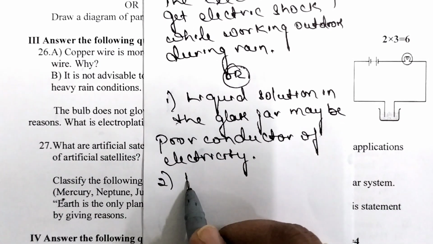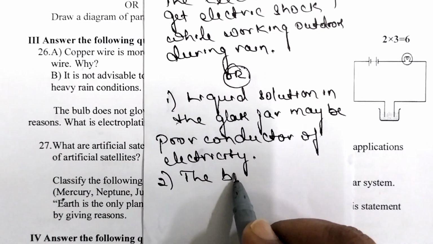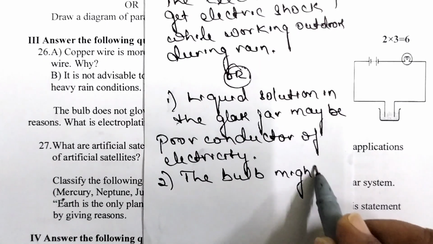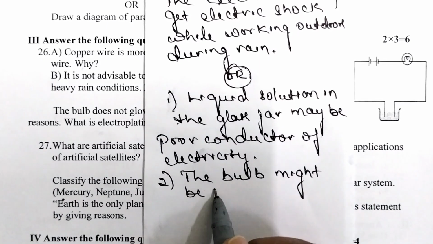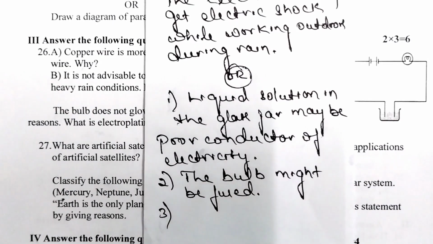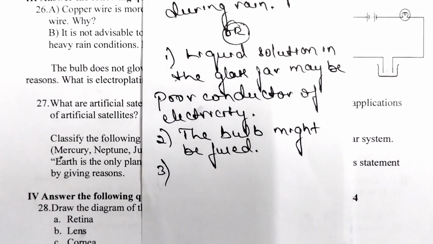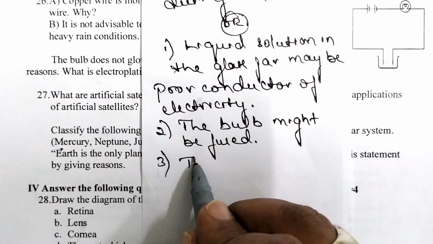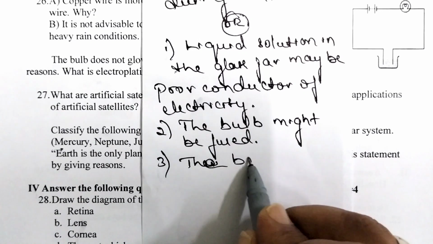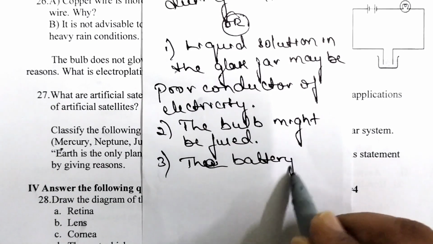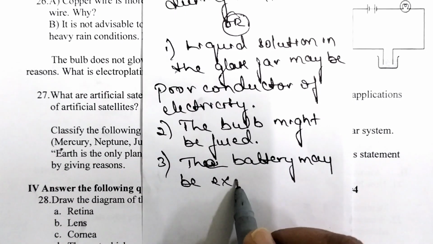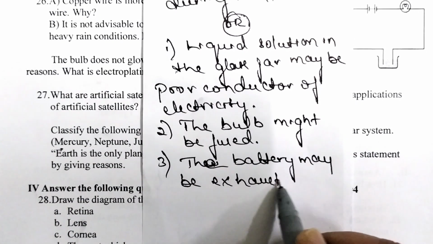First point. Next, second point, the bulb might be fused. The bulb might be burnt. Second point. The third point is that the battery may be exhausted. The battery may be exhausted.